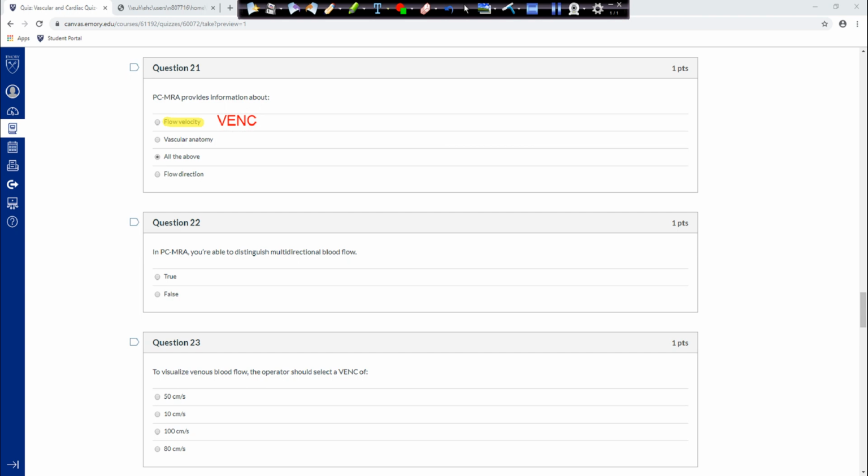Flow direction meaning if a vessel is going this way and our gradients are set up to go that way, our vessel appears bright. But then if the blood flow is going in the opposite direction of how our gradients are set up, it's going to appear dark or black. So we can determine flow direction with our phase contrast MRI. So it gives us a lot of options. So the next one, you're able to distinguish multi-directional blood flow. So we know that's true because we're also concerned with flow direction.